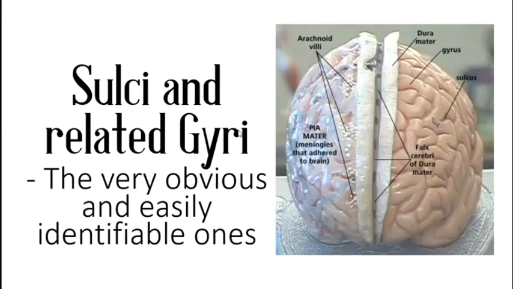So before I tell you about lobes of the brain, we would have a brief, let's say, twist with sulci and related gyri. The very obvious, very observable sulci would be discussed first. Then we will move ahead and discuss it lobe by lobe.